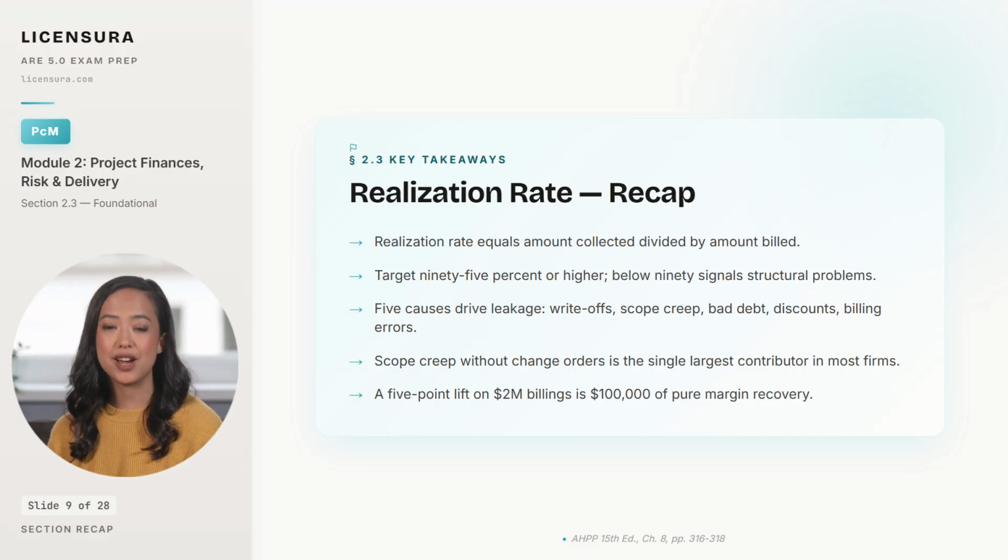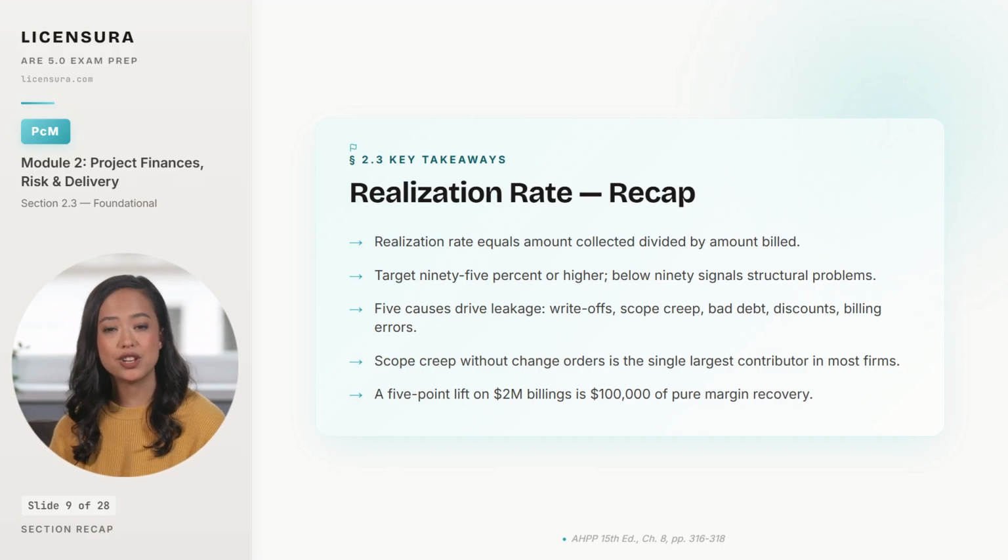5 takeaways on realization rate. The formula is simple. Amount collected divided by amount billed. And the target band for a well-run firm is 95% or higher, with anything below 90 signaling a structural rather than a cosmetic problem. The 5 drivers of leakage are write-offs, scope creep, bad debt, discounts, and billing errors, and they are almost always contract or process failures rather than market conditions.